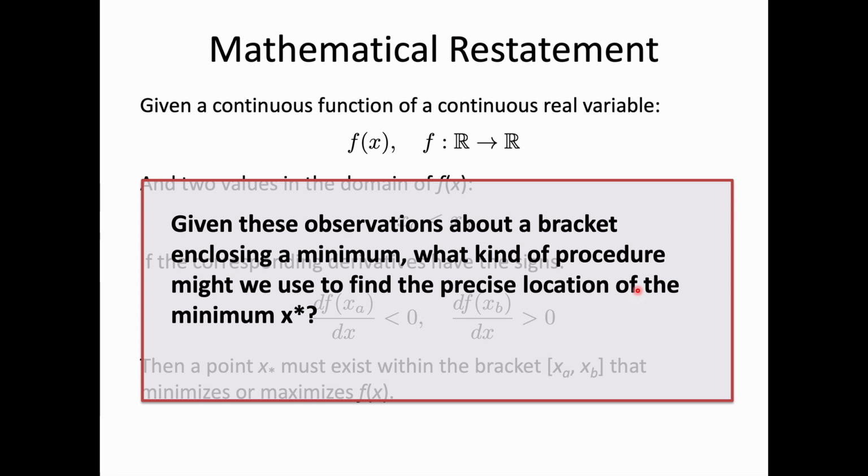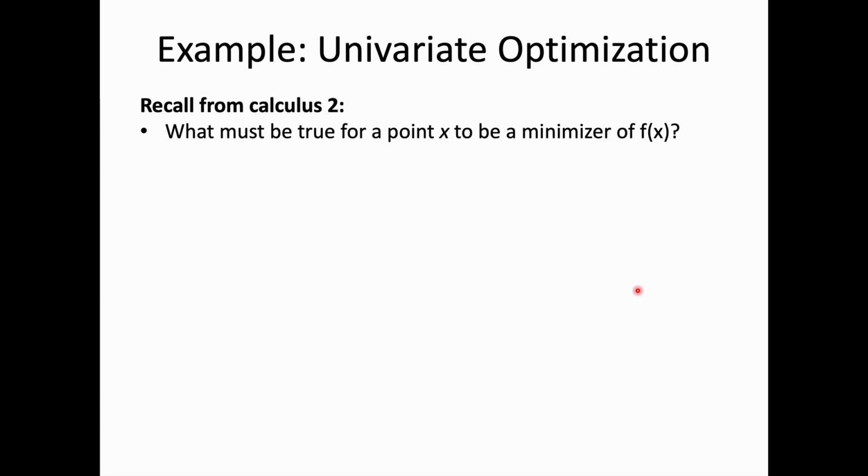Given these observations about a bracket enclosing a minimum, what kind of procedure might we use to find the precise location of the minimum x star? Thinking back to Calculus 2, which you probably took either in high school or your freshman year, there is a section typically that's covered on function minimization. Can you recall what must be true for a point x to be a minimizer of a function f of x? You might think back to this requirement that the derivative of f of x must be equal to 0.